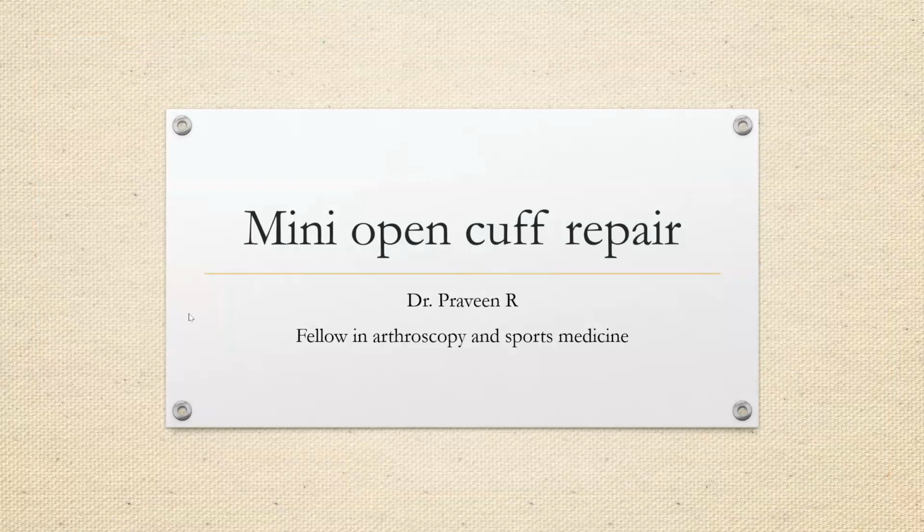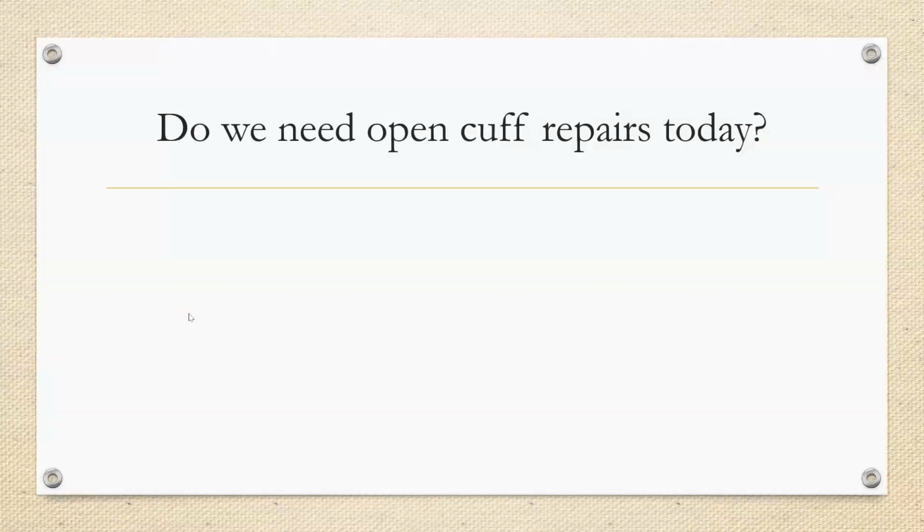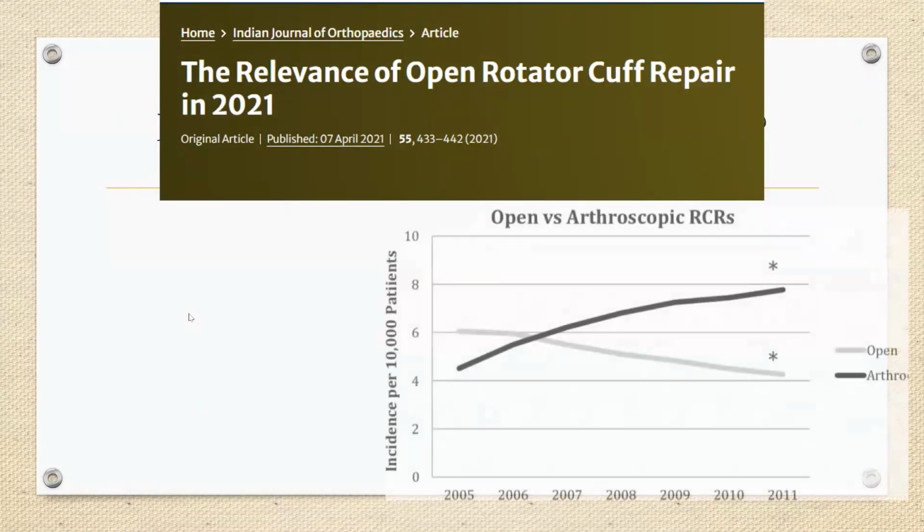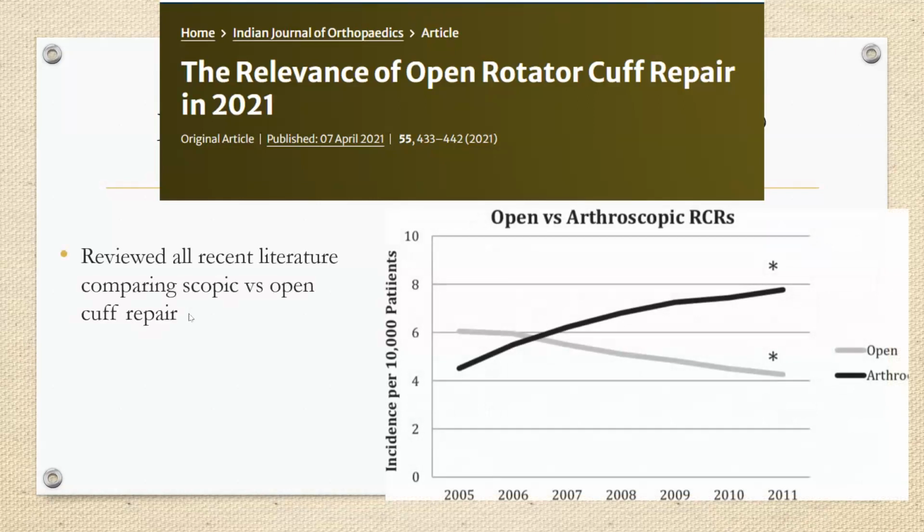everyone. I was talking about mini open cuff repair today. So the natural question which we have, with the advent and numerous studies supporting arthroscopic repair and multiple stitch configurations, is, do we really need open cuff repairs today? So this is an article which I came across, published in IJO, which is trying to address the exact question. So they reviewed all the recent literature comparing arthroscopic versus mini open cuff repairs of the recent past. So this is a general trend they found.